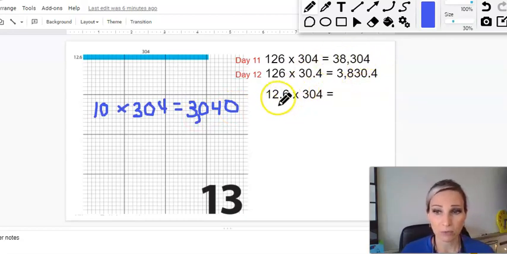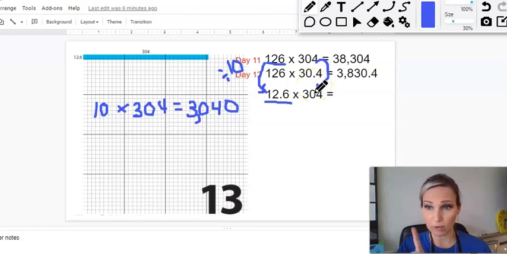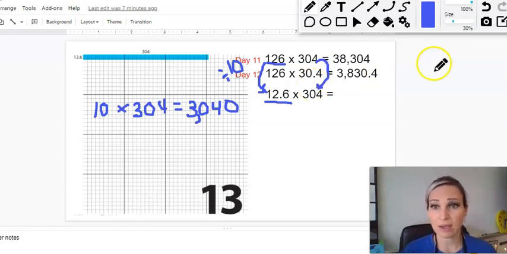Now, hopefully you've recognized our pattern by now, but if not, that's okay. Let's just take a look at what we have here. I noticed that 126, I'm going to look at this one right here, and 12 and 6/10, to go from here to here, I need to divide by 10, right? And to go from 304 to 304, I don't need to change anything. So I've only taken one factor and divided it by 10. And since I've only done that once, that's all I have to do to the answer here, divide it by 10.